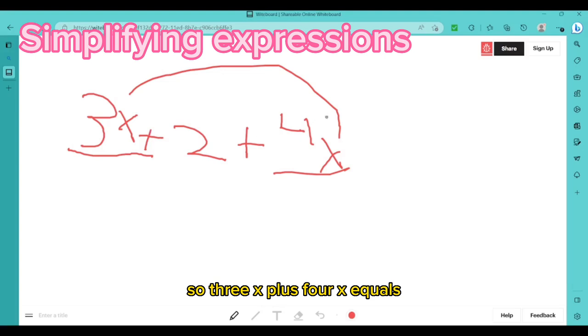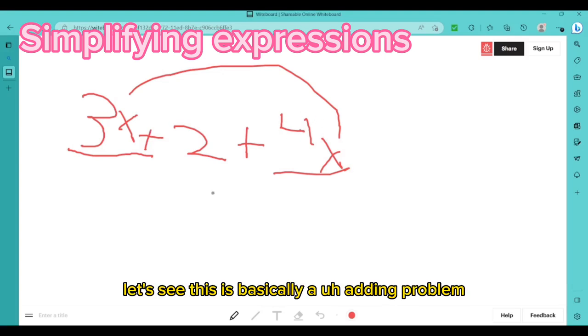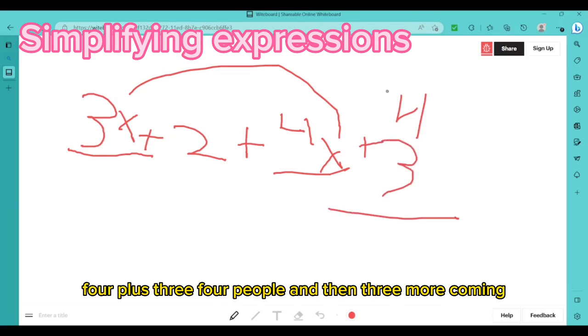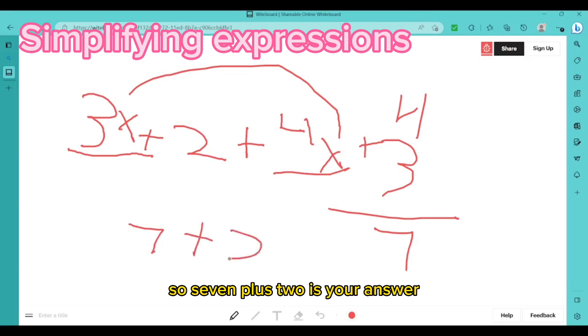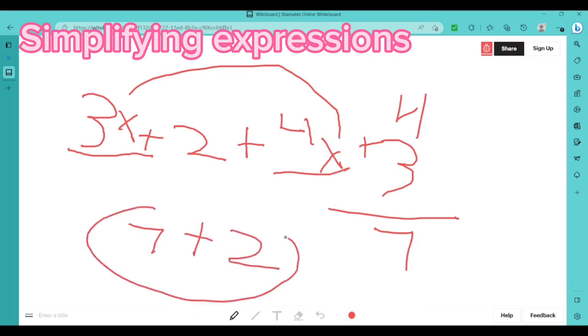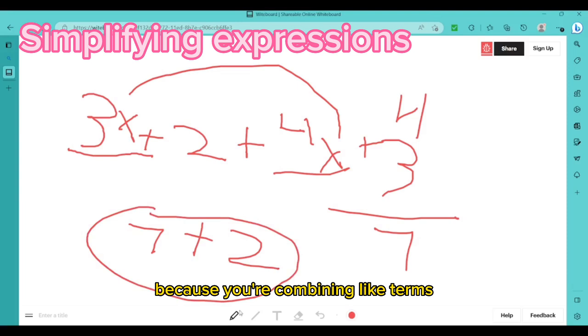So, 3x plus 4x equals, let's see, this is basically an adding problem. 4 plus 3. 4 people, and then 3 more come in. That's 5, 6, 7. That is 7 people. So 7x plus 2 is your answer, because you're combining like terms.